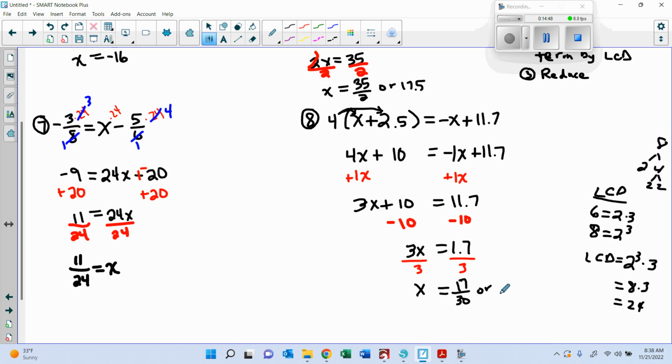But it is a decimal 0.566 repeating, which is actually 0.567. So either way. All right, so that is our solving number 2 video.